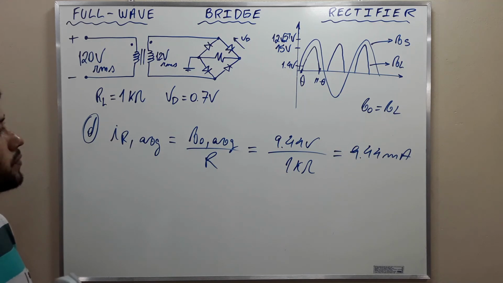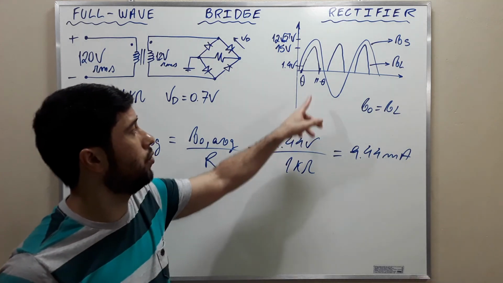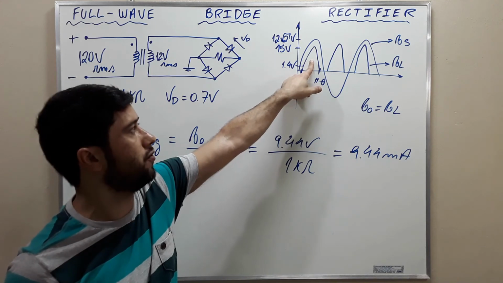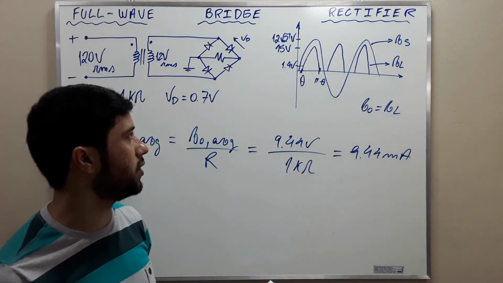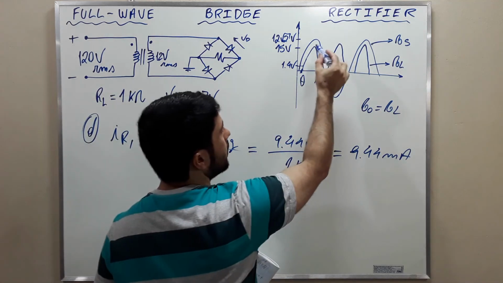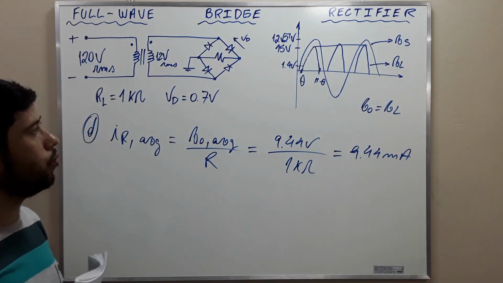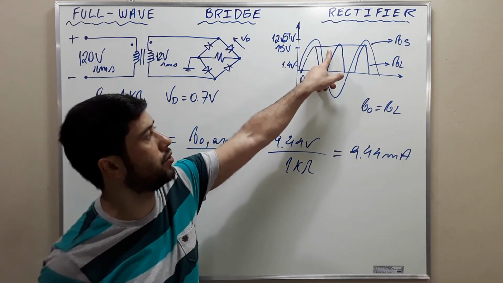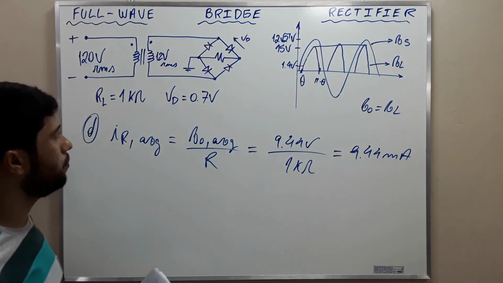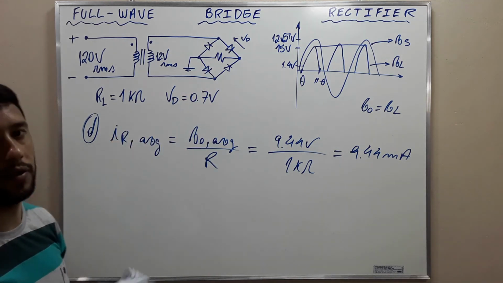And just to finish, just a curiosity, normally we don't want peaks like this, okay? We want the output voltage to be linear like this. So what can we do to make the output voltage linear like this? We can simply use a capacitor together with this resistor here.